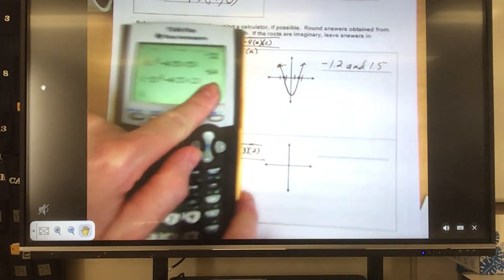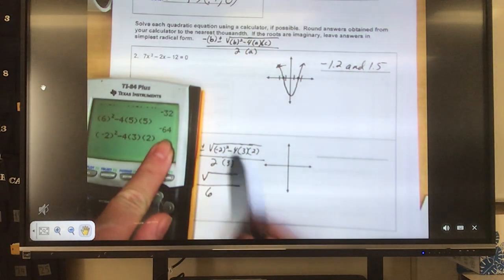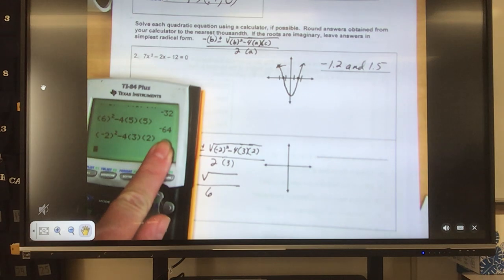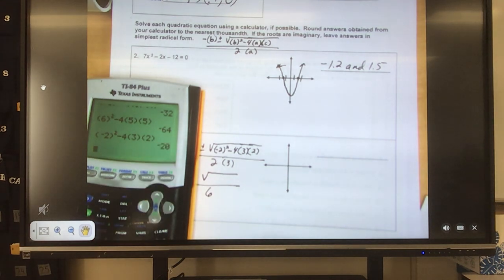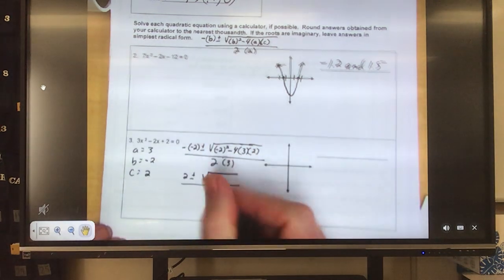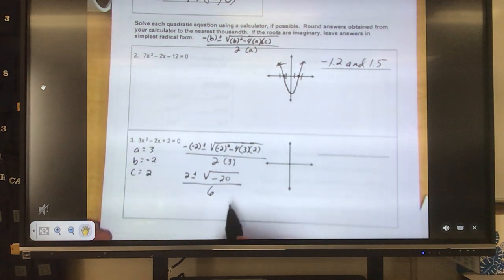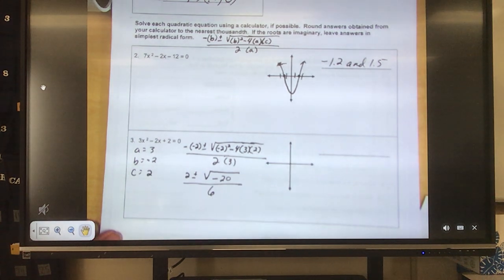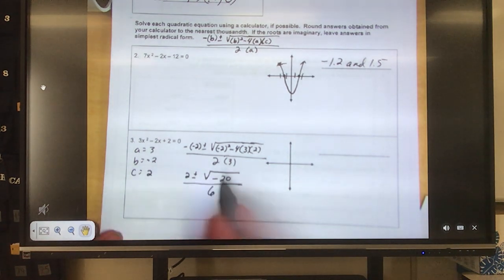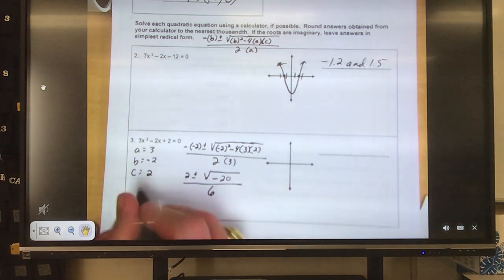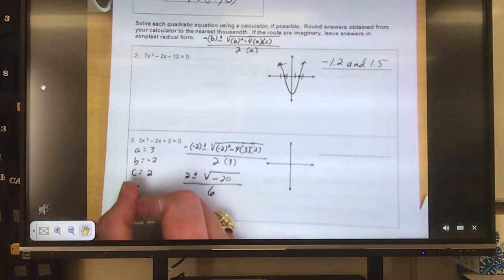Okay, I put it in just like it looks right here, without the square root. Once I hit enter, it tells me -20. And we know you can't do that. Can't have a -20 under there, that's why we know it's imaginary. So I take the square root of -20 and I move it to the side.